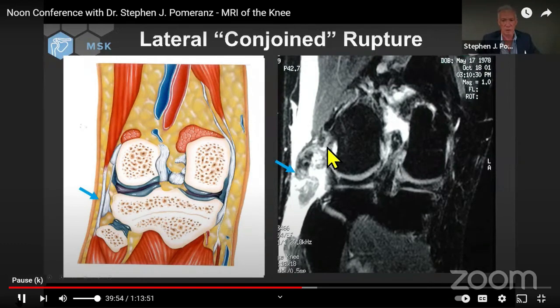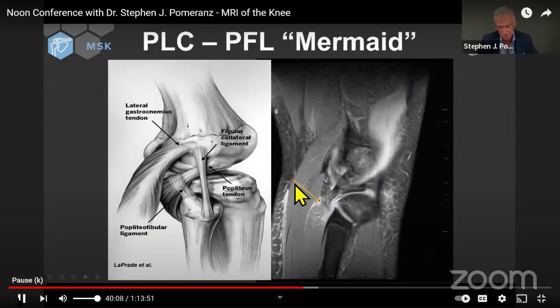He had ruptured the popliteus. He had ruptured the FCL. He had ruptured the biceps femoris. The capsule is torn. Fluid is leaking out and not shown. He ruptured his peroneal nerve and was left with a permanent deformity and foot drop.